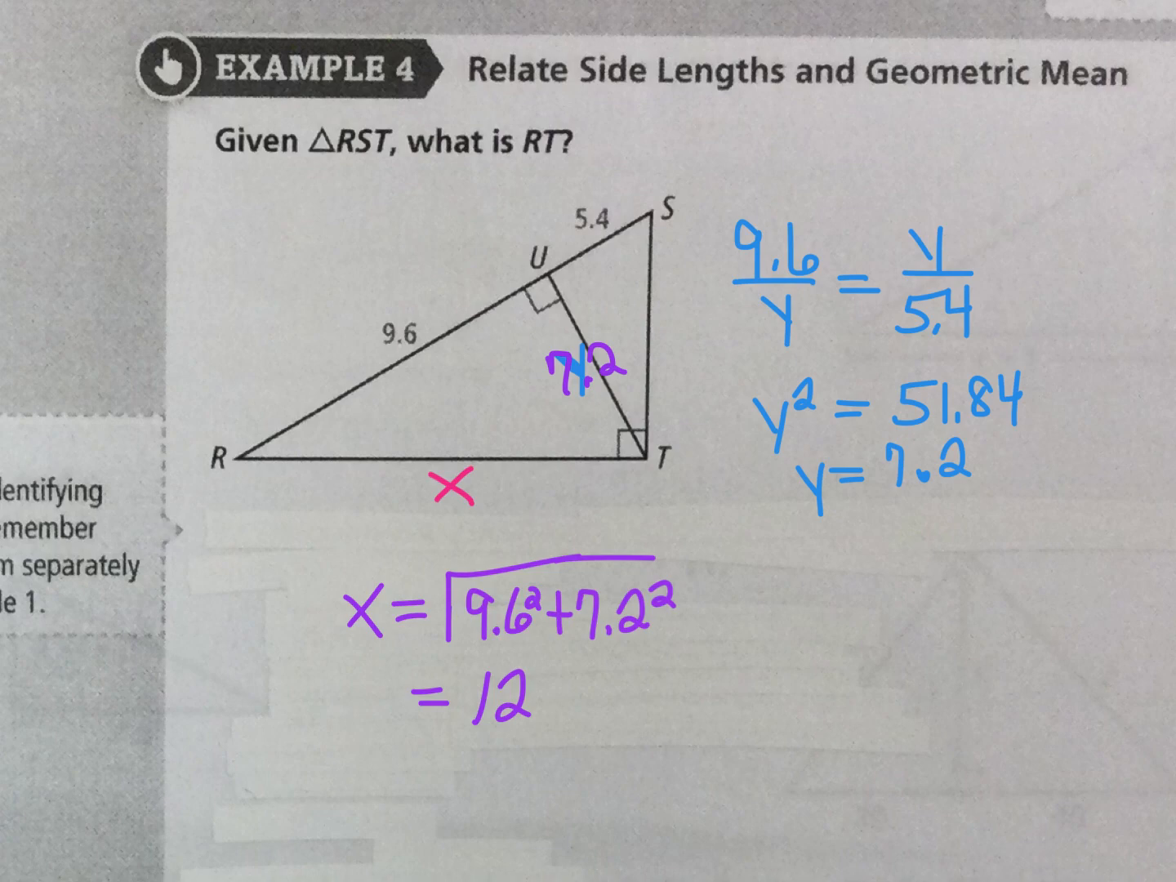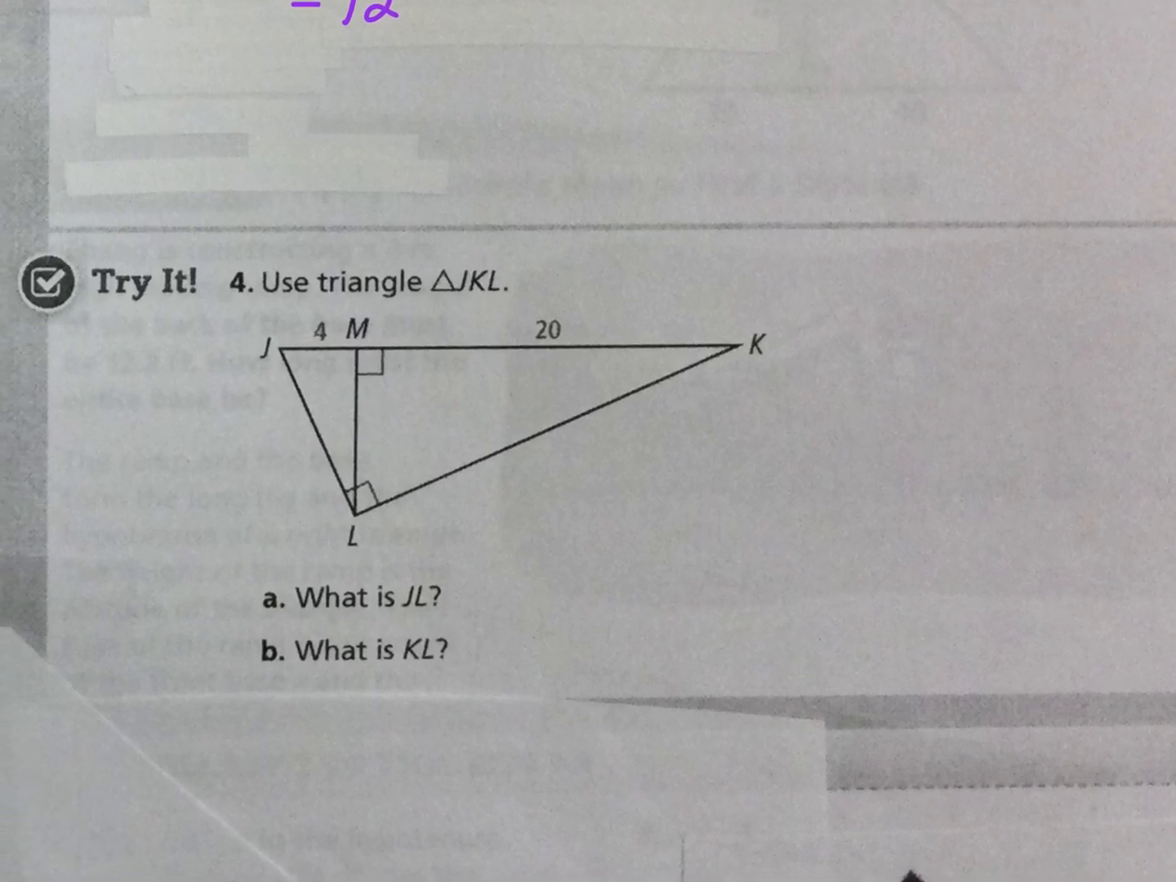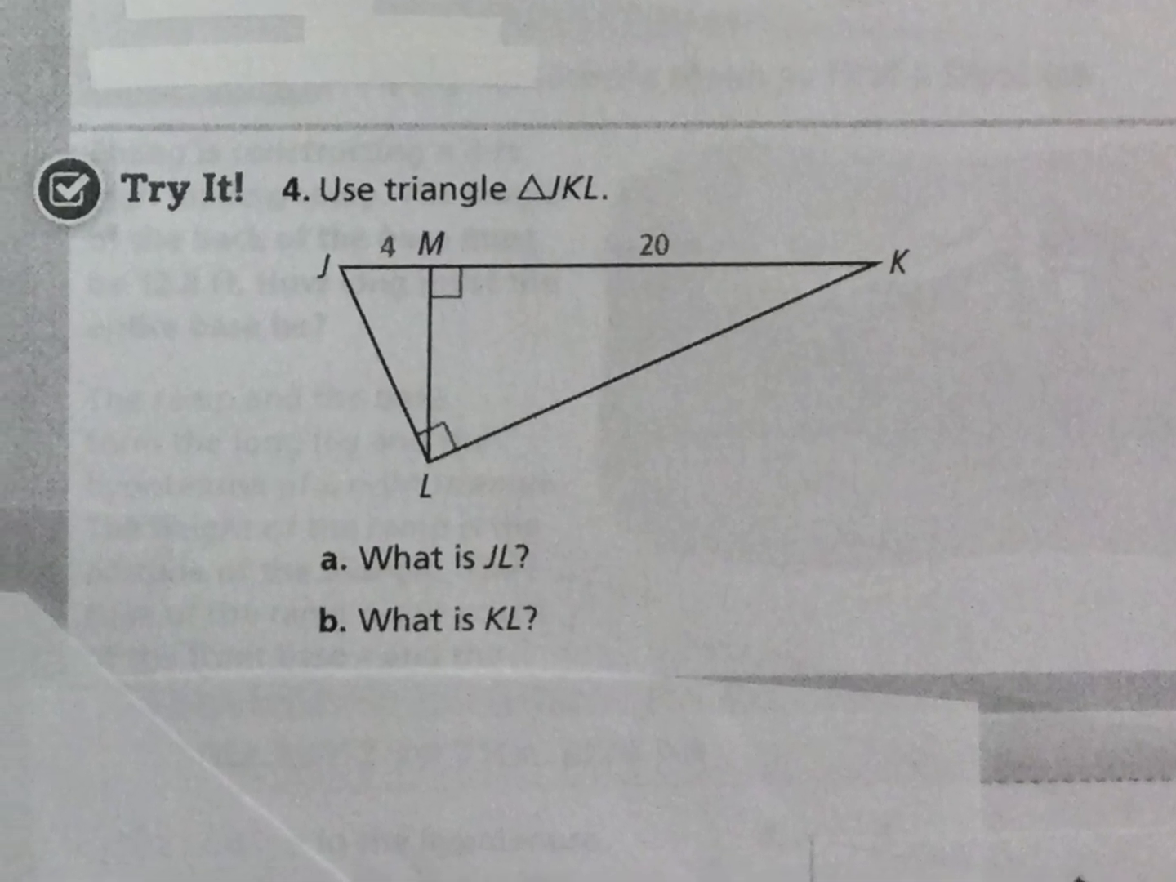That's all you need for this section, those two things. All right, what is JL? Label this one Y, and label this one Z.